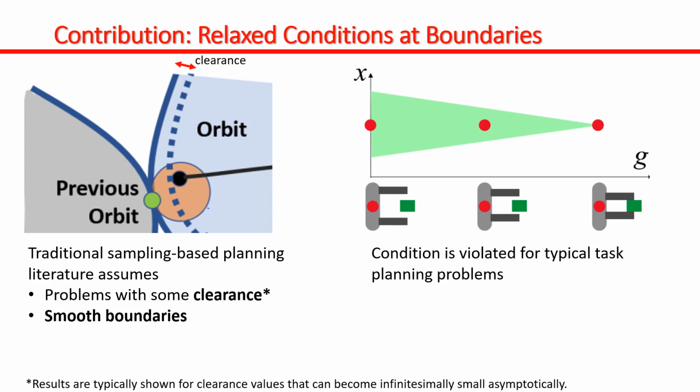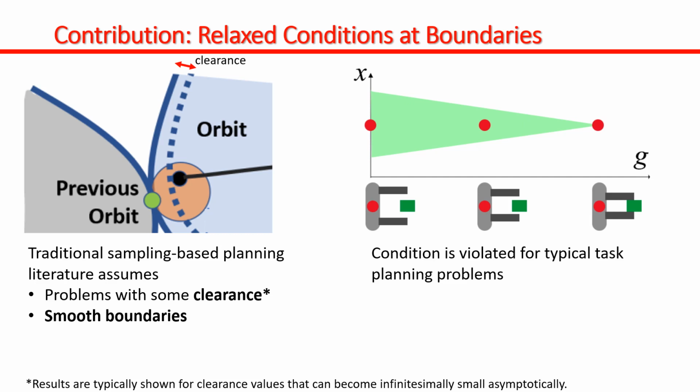So the next contribution that we make is specifically about the boundary points, or the start and the goal transitions in each orbit. Now, typically in motion planning, as well as in the previous work on task and motion planning, these points have been assumed to be either in the interior of the space or on smooth boundaries. Now, the key observation here is that this assumption is violated very readily in practice.